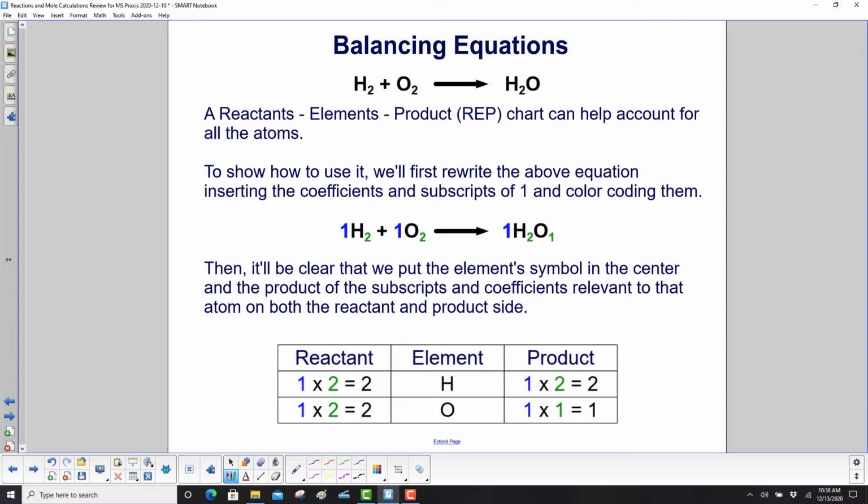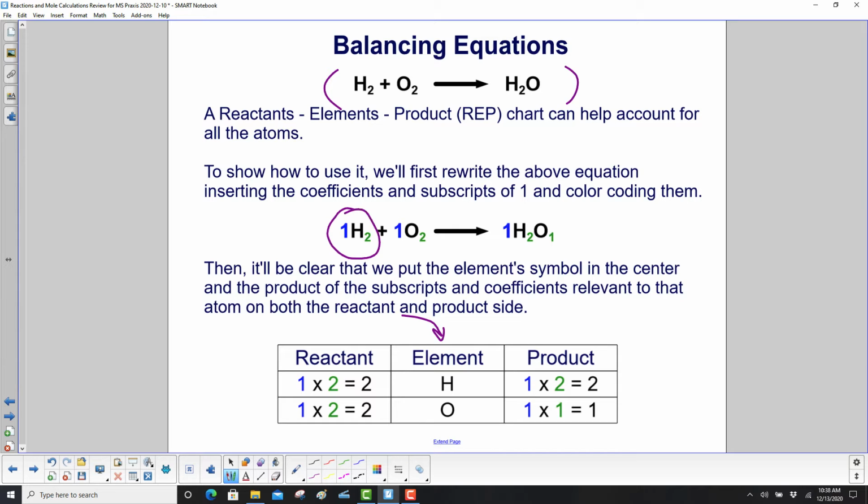A reactants-elements-products chart can help account for all the atoms. To show how to use it, we'll first rewrite this equation here, inserting the coefficients and subscripts of 1 and color-coding them. Then it will be clear that we put the element symbol in the center over here, and the product of the subscripts and coefficients relative to that atom on both the reactant and product side.